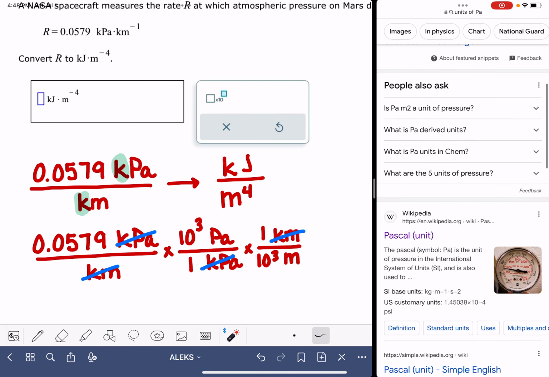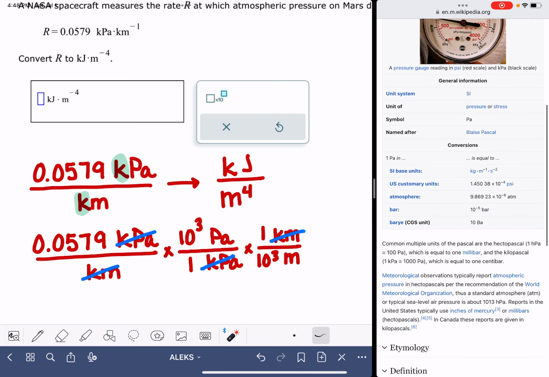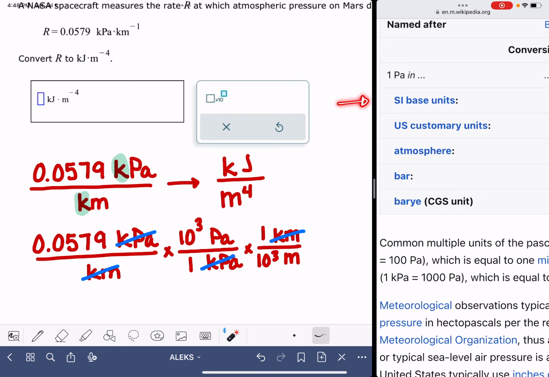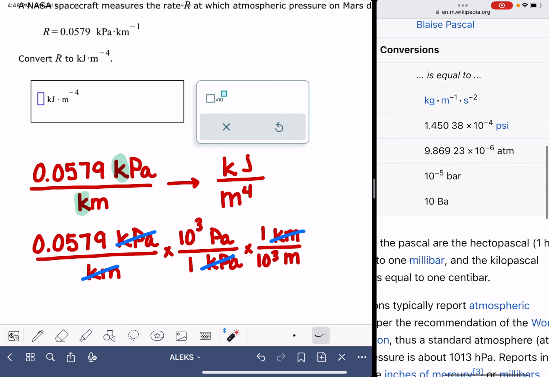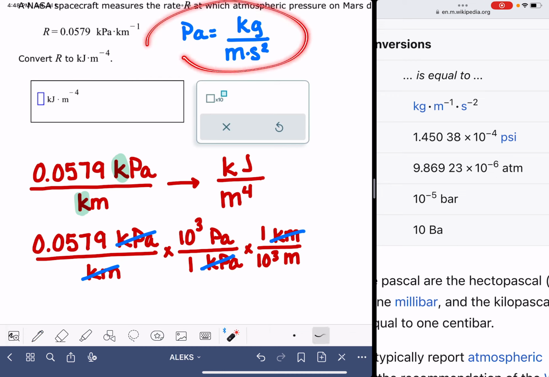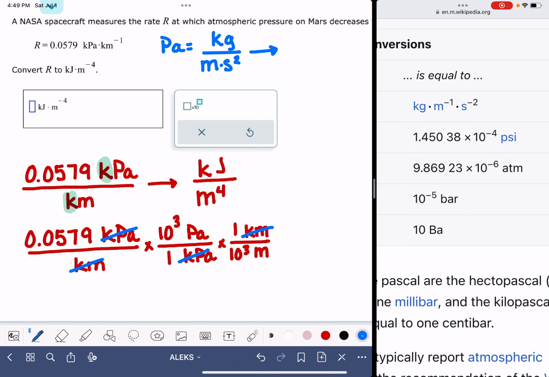I'm going to go to Wikipedia because it's going to have it in the cleanest format for me. If I go down to this general information about the pascal, notice here it has an entry for the SI base units of a pascal, and there they are. So I'm going to make a note of that. The units of a pascal are kilograms over meters times seconds squared. I'm just reading that right there. Those are the units of a pascal. And this is what we are going to use next to get rid of this pascal unit. In this format, it's not super helpful, so we're going to rewrite this equality, pascal equals kilograms over meters times seconds squared.